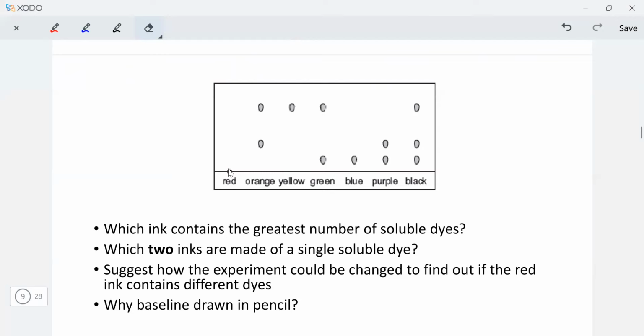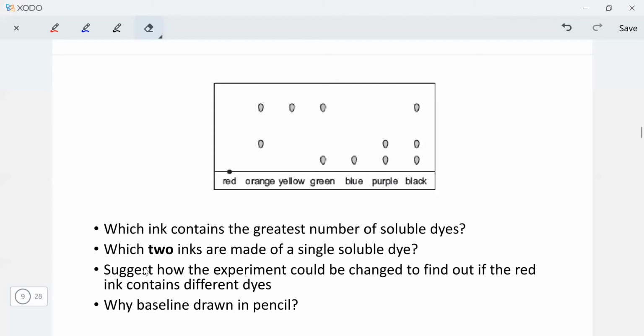So as we can see here, the spot of the red did not move at all. So what can we do? We are going to change the solvent. If he's telling you that the solvent I used the first time was water, I'm going to say use an organic solvent or use alcohol instead of water. If he did not mention the type of the solvent, just try to change the solvent.